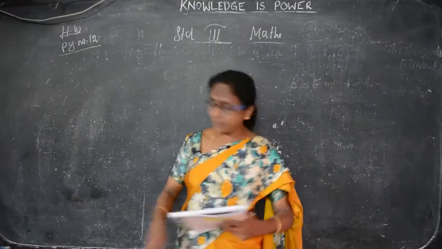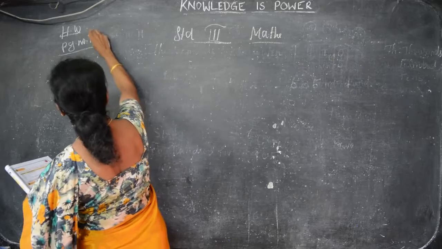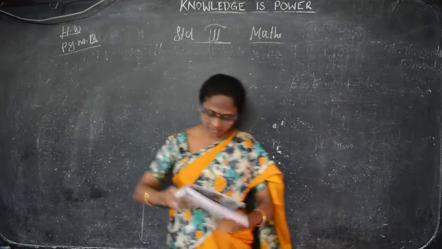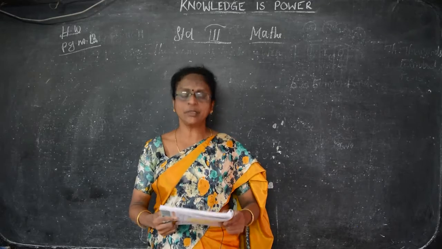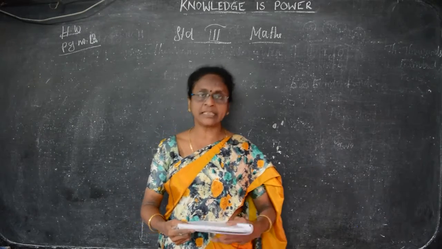Now children, take page number 13. We are going to see the number names. First, we saw some examples in activity 2 on page number 12. Now we are going to see the page number 13 activity.